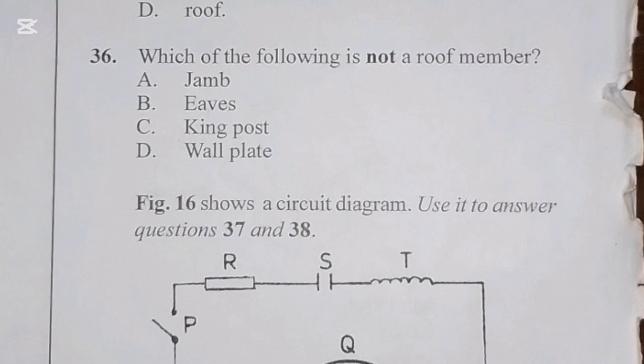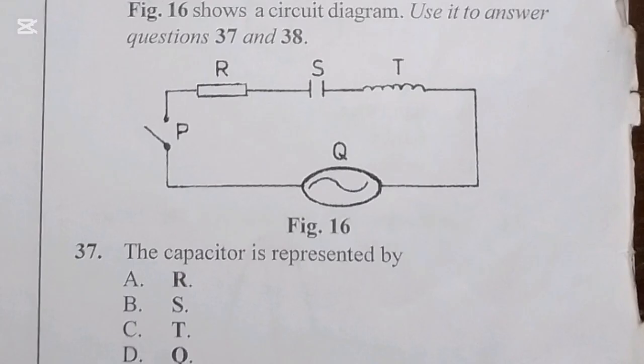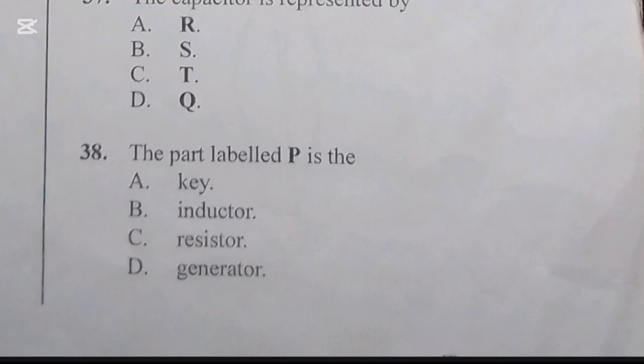Then this question says figure 16 shows a circuit diagram. Use it to answer questions 37 and 38. Now the capacitor is represented by X. So all science students should know this. That is the symbol for capacitor. That is B, 37. Then 38 now. The part labelled P is the key. That is the key. A is the answer to that.